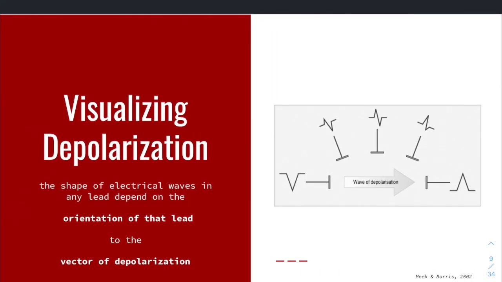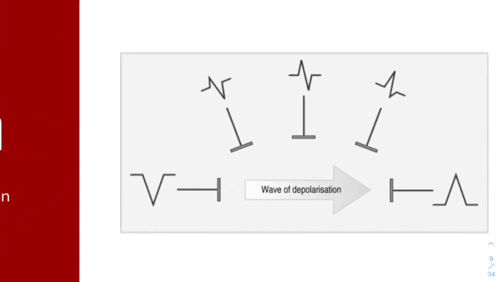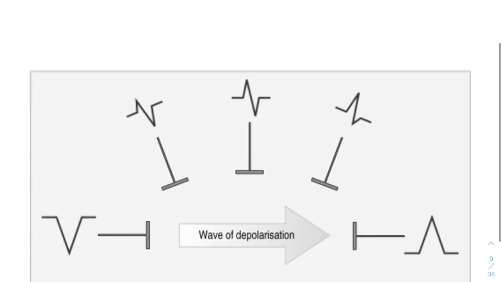The next thing to talk about is the depolarization patterns, and this is really going to come into play in the next slide, which is a little bit about determining axis. So when we're talking about depolarization, this is a wave of positive electrical potential that's moving in a unidirectional flow.